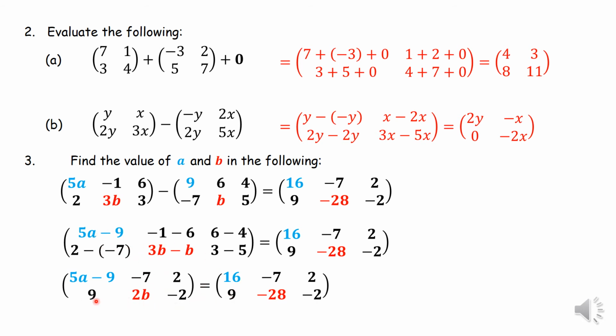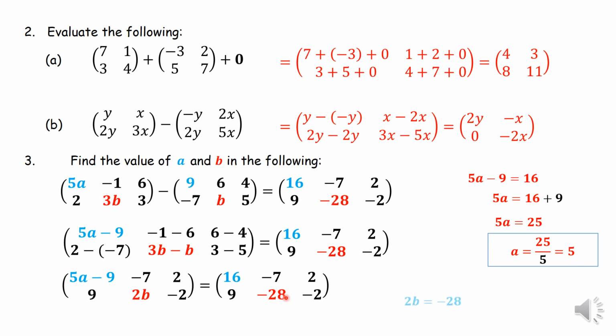So what I have now is a matrix here equal to the matrix there. So you take each corresponding element: 5a minus 9 equals 16. And then you can solve for a. Add 9, that gives you 25. Divide by 5, that gives you a equals 5. Then this 2b should equal negative 28 here. And when you divide throughout by 2, you get that the value of b is equal to negative 14.